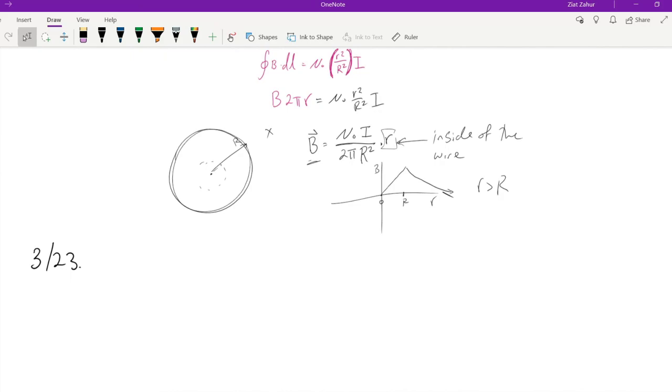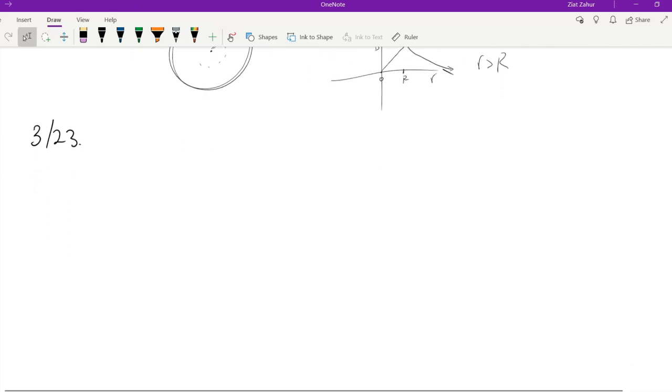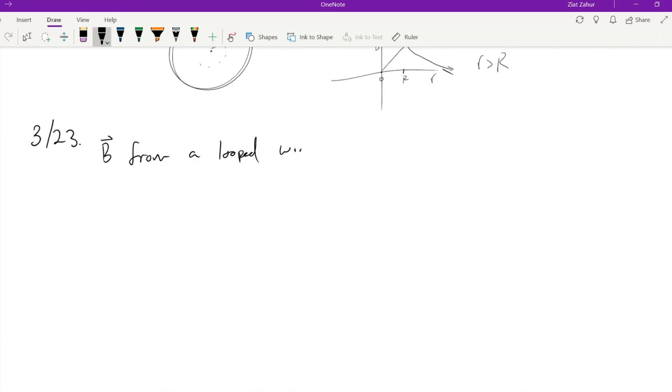All right. So anyway, instead of just having a single wire, we want to loop this around. So we're going to find B from a looped wire. Okay. And by looping it, we create a circle which looks like a magnetic field.